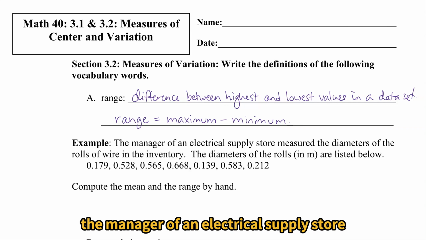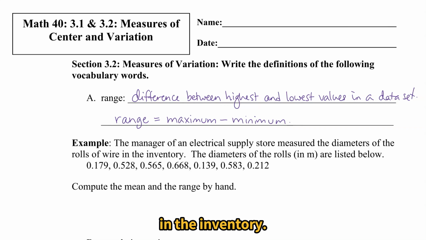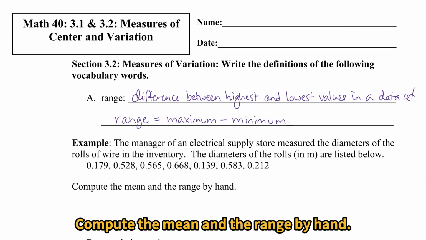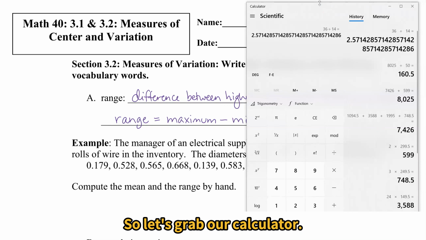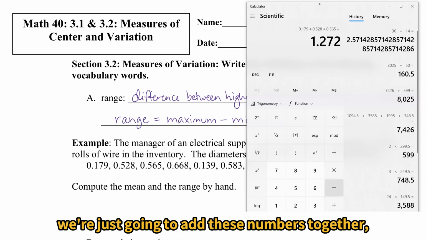Here's an example. The manager of an electrical supply store measured the diameters of the rolls of wire in the inventory. Diameters of the rolls in meters are listed below. Compute the mean and the range by hand. So let's grab our calculator. To first calculate the mean, we're just going to add these numbers together.